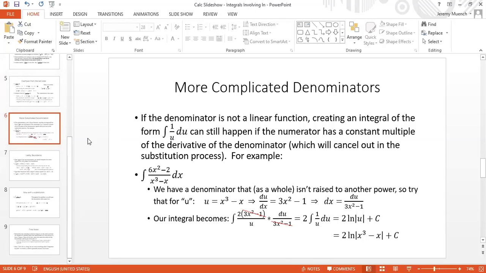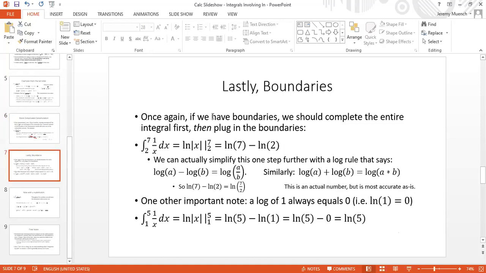So let's take a look. This is kind of how we're going to resolve this. So let's take a look at what happens with boundaries. Again, if we have boundaries, we should complete the whole integral first and then just plug in the boundaries at the end. So even though I'm adding in a step here, this is still the exact same format. You're still trying to do everything you would do normally, just we've added in boundaries.